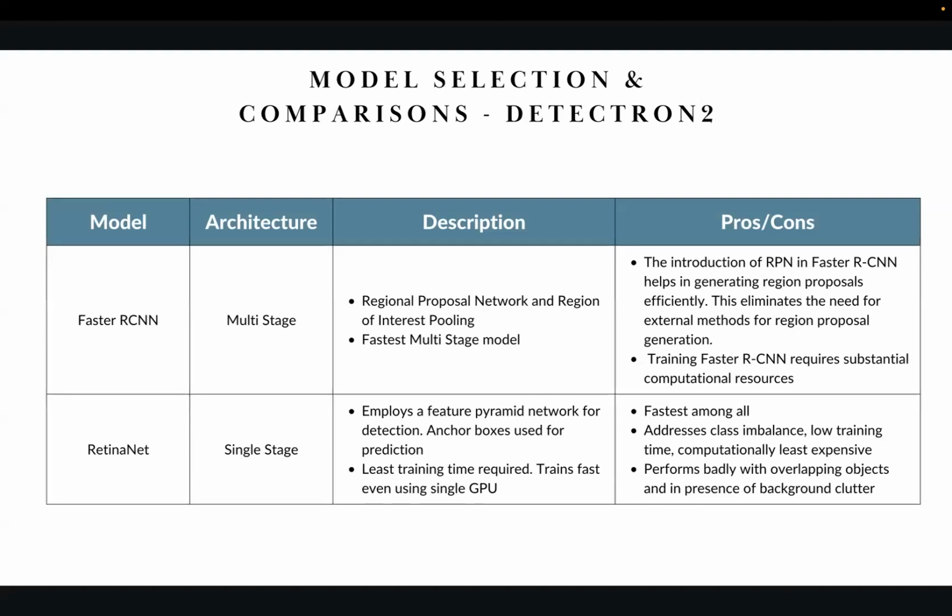RetinaNet is a single stage model and it employs a feature pyramid network for detection, and anchor boxes are used for its prediction. So it has the least training time required and can even run on a single GPU. It's the fastest among all. It addresses class imbalance, has low training times, and it's computationally the least expensive. But it performs badly with overlapping objects, especially in the presence of background clutter.